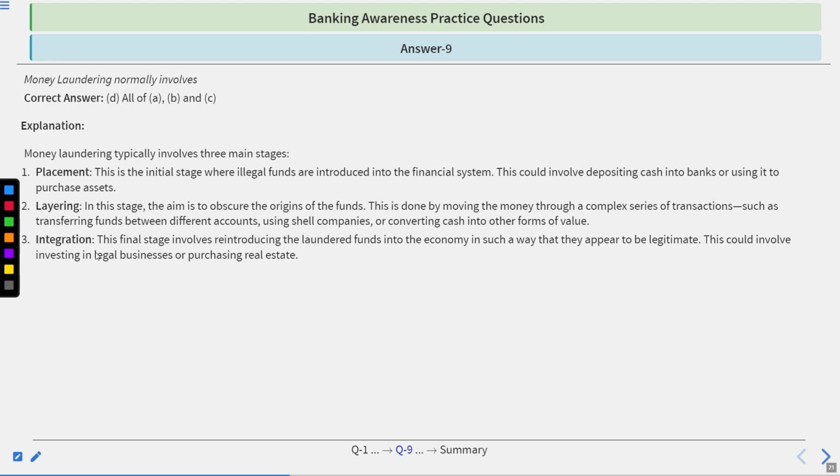Layering. In this stage, the aim is to obscure the origins of funds, done by moving the money through a complex series of transactions, such as transferring funds between different accounts, using shell companies, converting cash into other forms of value. Integration. The final stage involves reintroducing the laundered funds into the economy in such a way that they appear to be legitimate. This could involve investing in legal businesses or purchasing real estate.